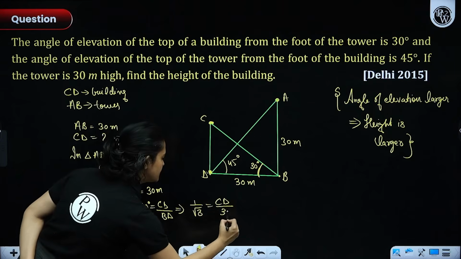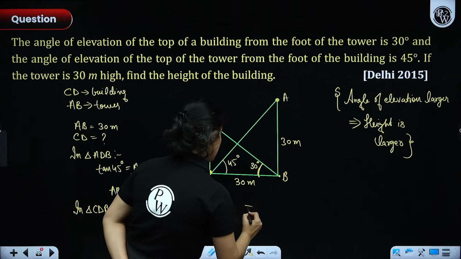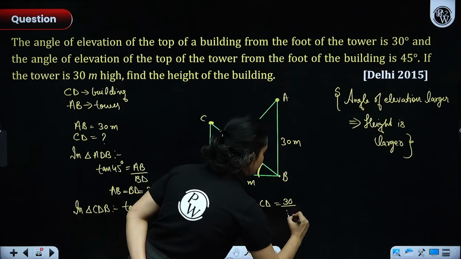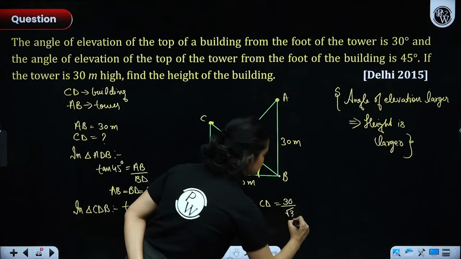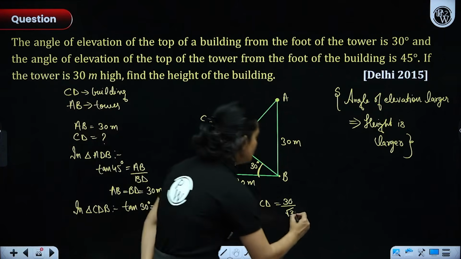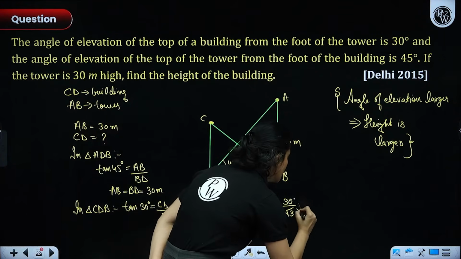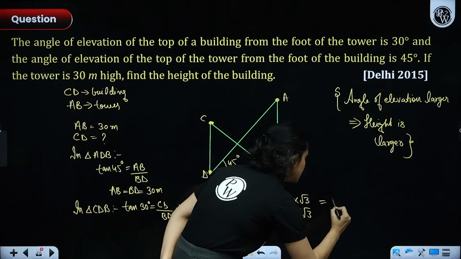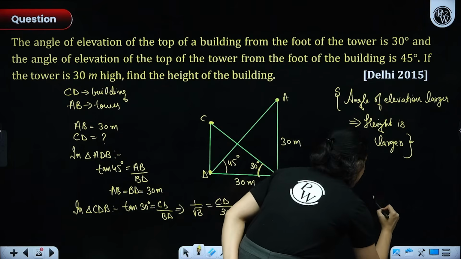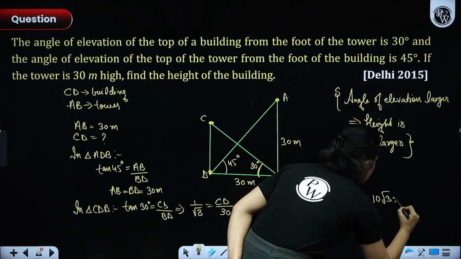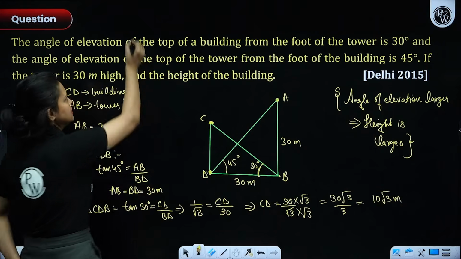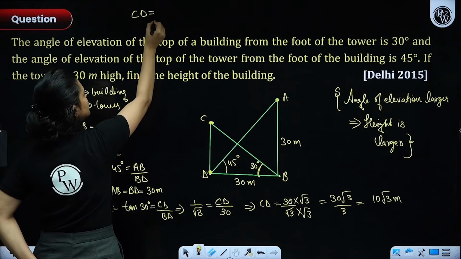30. Okay? So from here you can say that CD is equal to 30 over root 3. Please rationalize your answer, guys, and then do anything. Okay? So I'll multiply root 3 in the numerator and denominator. So what will I get? I'll get 30 root 3 over 3, which is equal to 10 root 3 meters. That's the height of the tower, everyone. 10 root 3 meters. Okay? CD is equal to 10 root 3 meters.